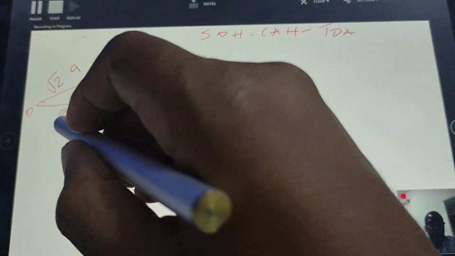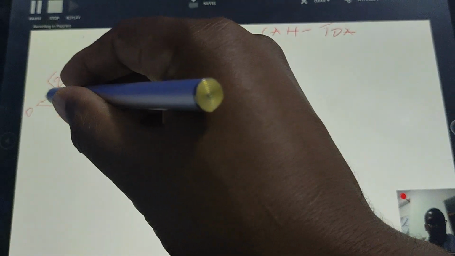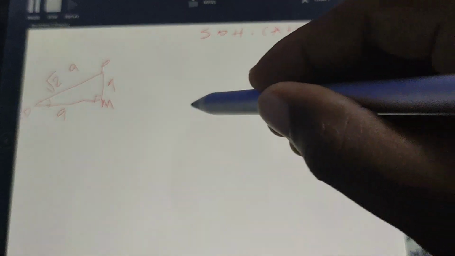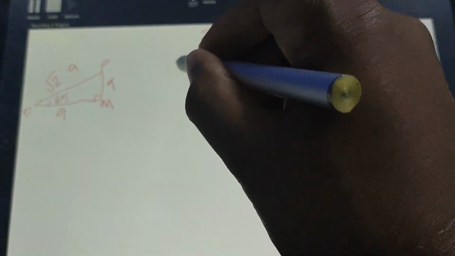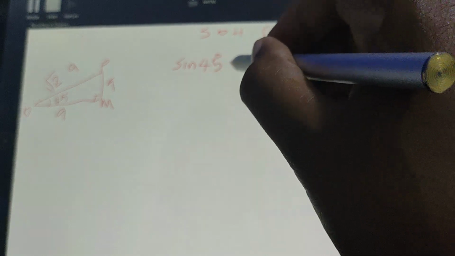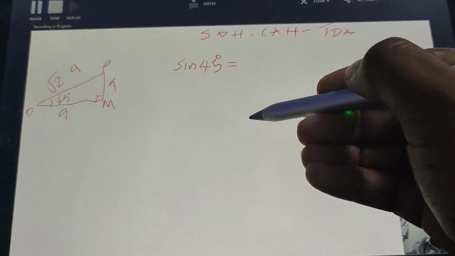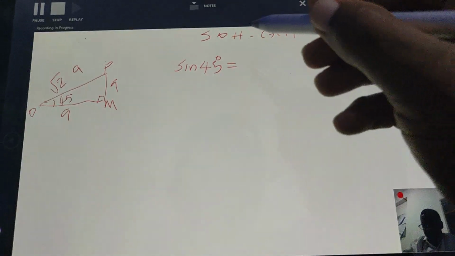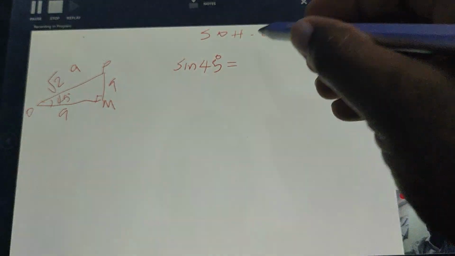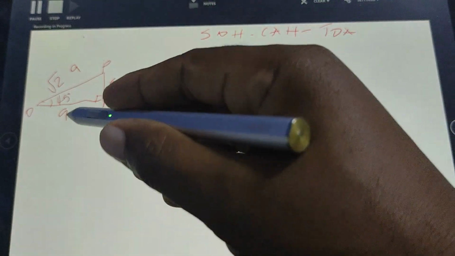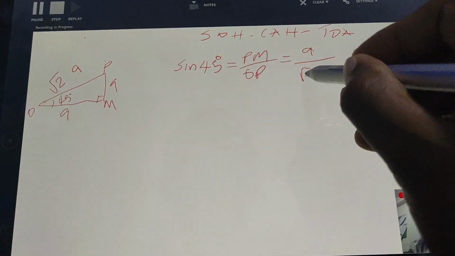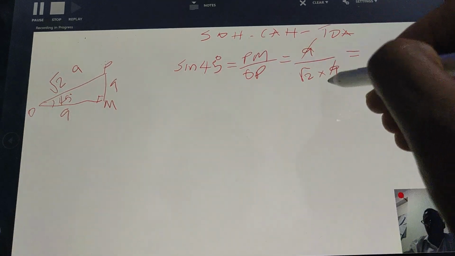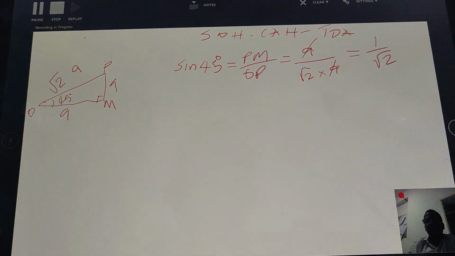Okay, so let's say from this one, this angle is 45 degrees. So if we say sine 45 degrees, this one should be equal to opposite divided by hypotenuse. So what is our opposite? In this case it is PM over hypotenuse, which is OP, which will be equal to PM, which is A, over OP. OP is root 2 times A. So A and A will go, you will remain with 1 over root 2. So sine 45 degrees is given as 1 over root 2.